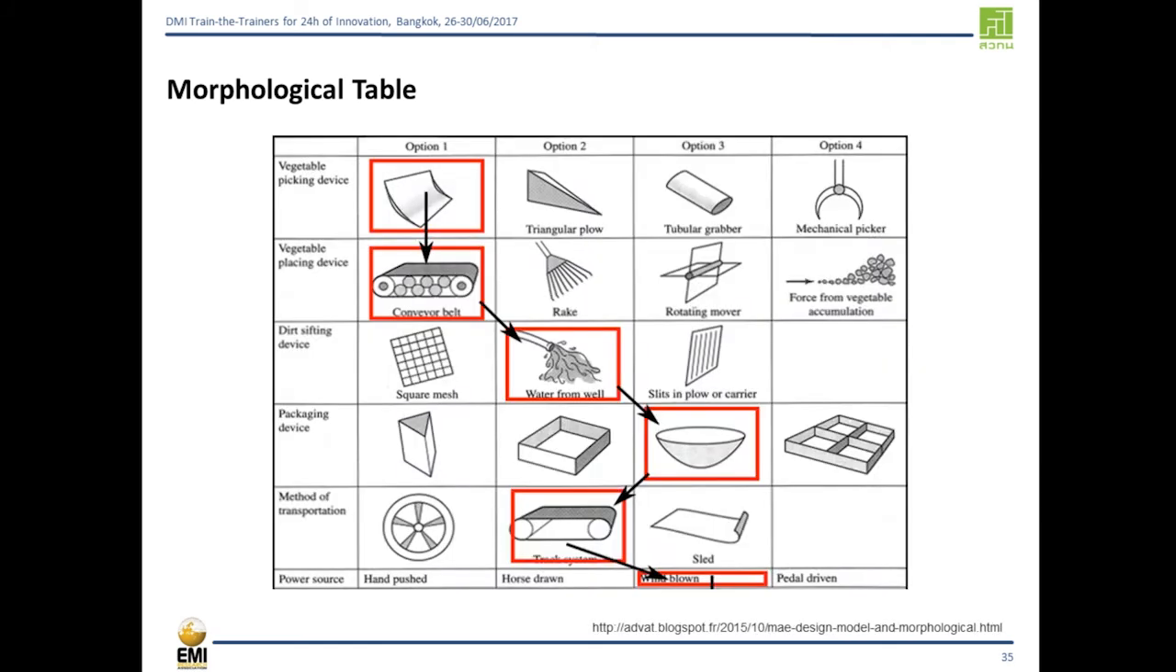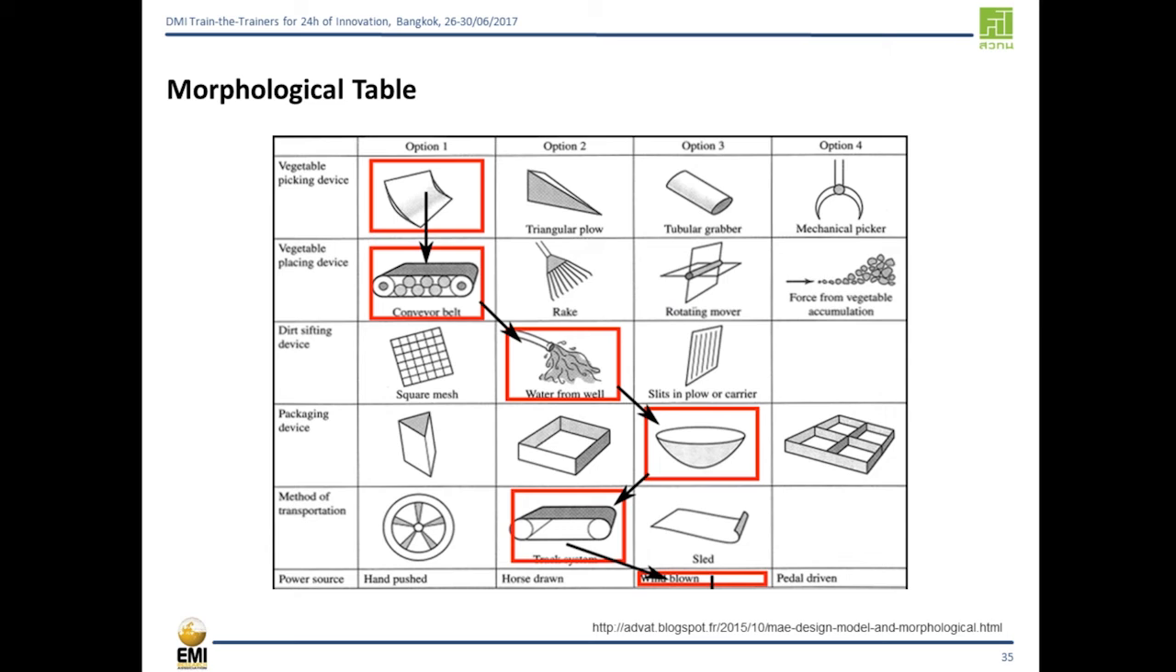There's another example here for a food elaborating device, in a slightly different form. You have a vegetable picking device: what kind of device do you use, a sort of shovel or triangular plow, a tubular grabber, a mechanical picker? Then a placing device, which could be a conveyor belt, a rake, and so on, and a dirt shifting device. So obviously they want to design a machine to elaborate food. And for that you need to pick the raw material and transport it onto the manufacturing line.